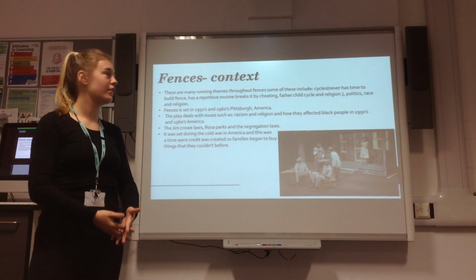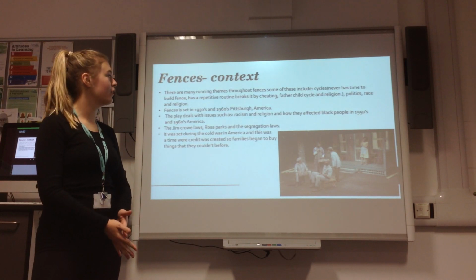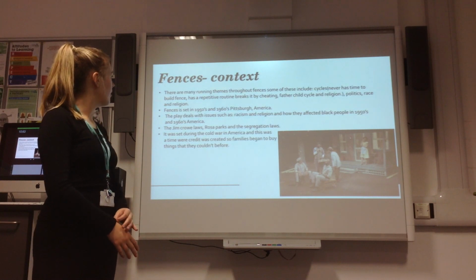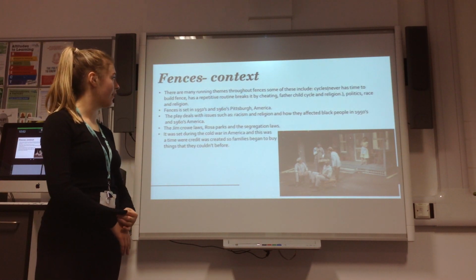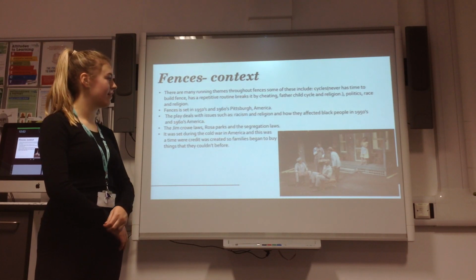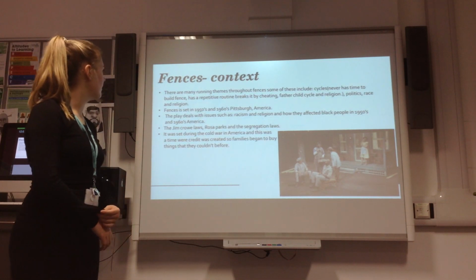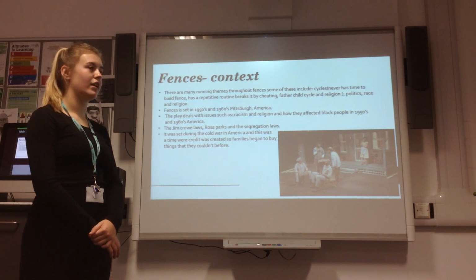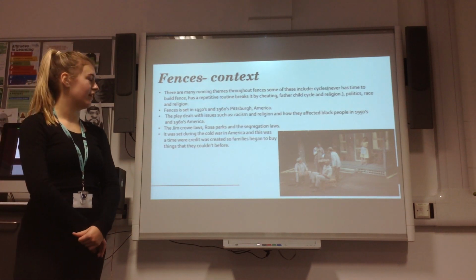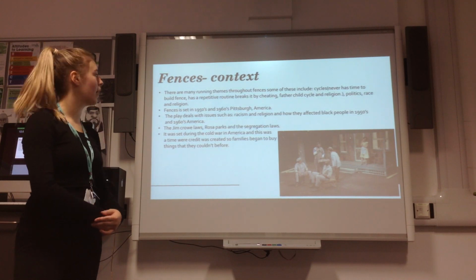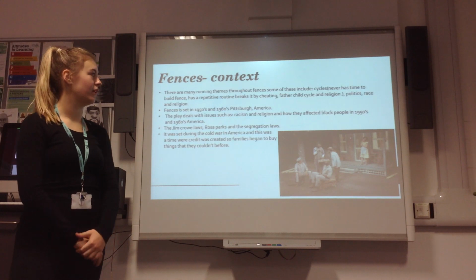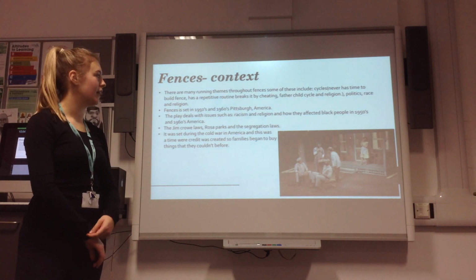There are many running themes that go throughout Fences. Some of these include cycles. An example of a cycle in Fences is the repetitive routine that the father has, and he breaks it by cheating, and then the fence that never gets built. And another example of the themes are politics, race, and religion. It is set in the 1950s and 60s in Pittsburgh, America, so the play deals with issues such as racism and religion and how it affected people in the 1950s.